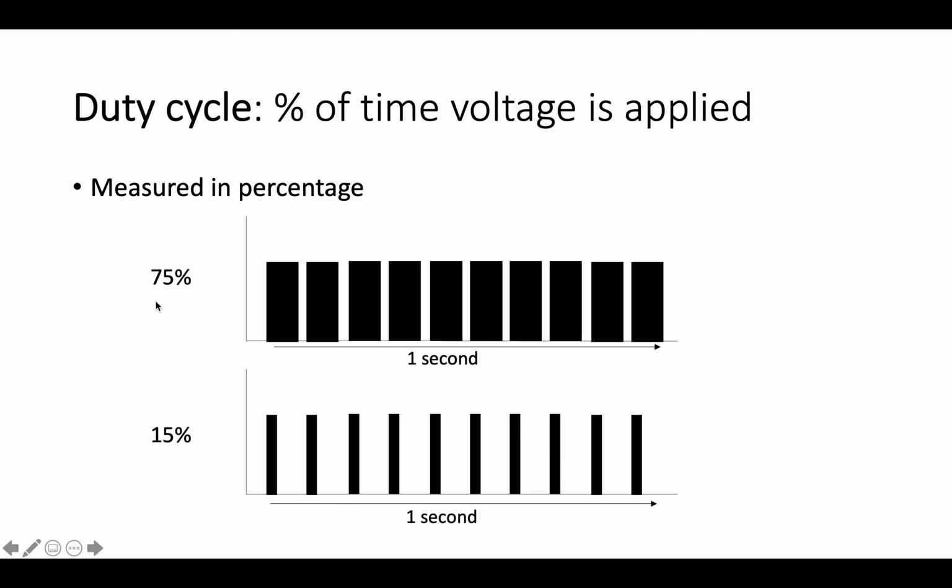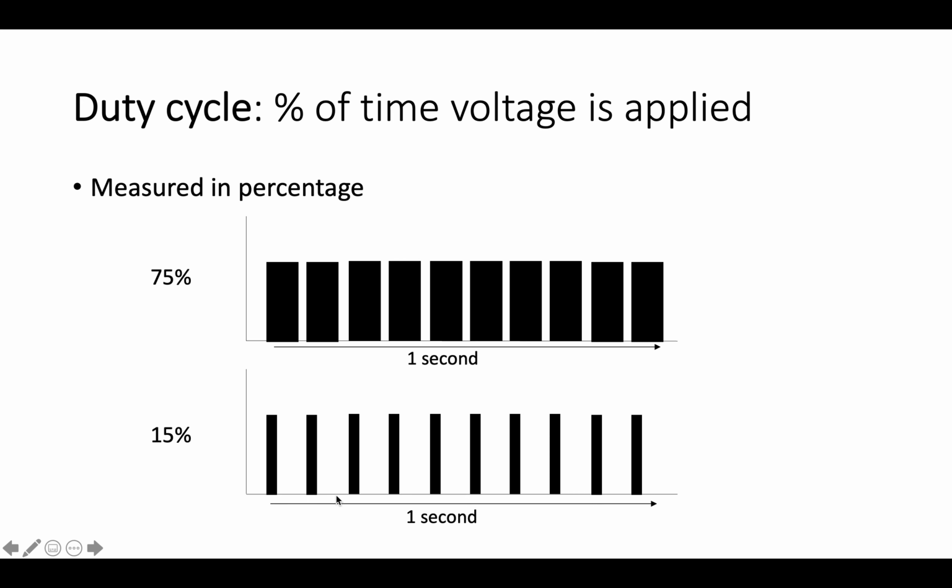So if you have a 75% duty cycle, it's going to be on, then off, then on, then off. So that means over the span of 1 second, it's on a total of 75% of the time and it's off 25% of the time. If you have a 15% duty cycle, it's only on for a short period of time. So these are like really brief bursts of voltage.